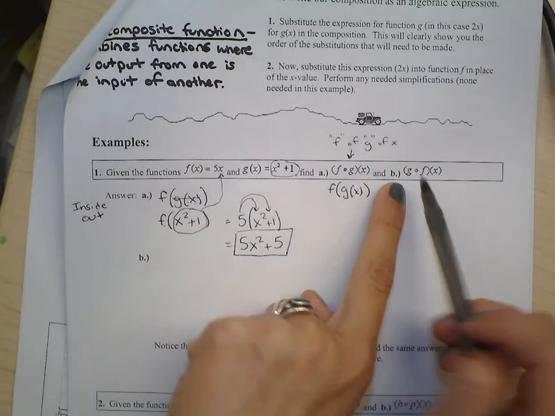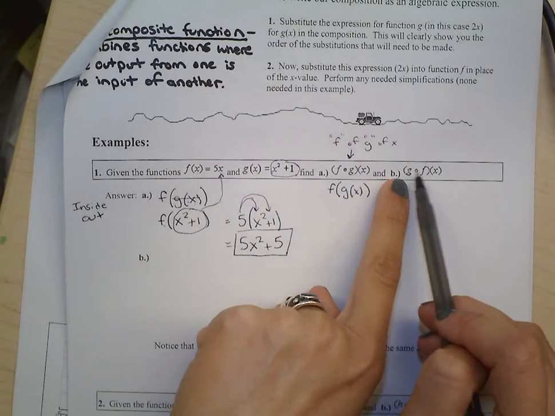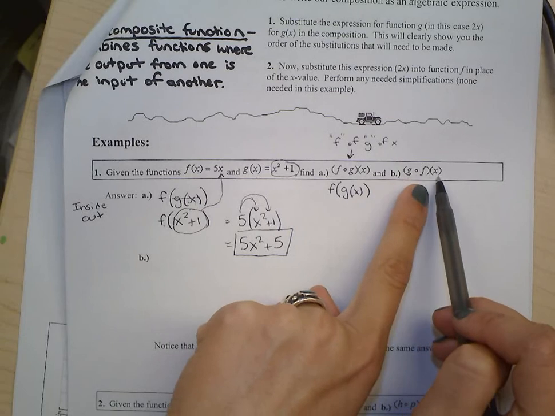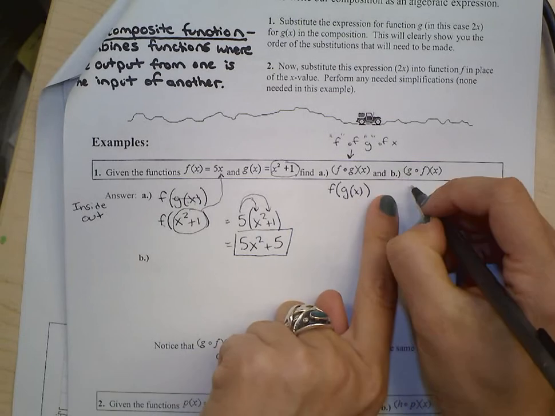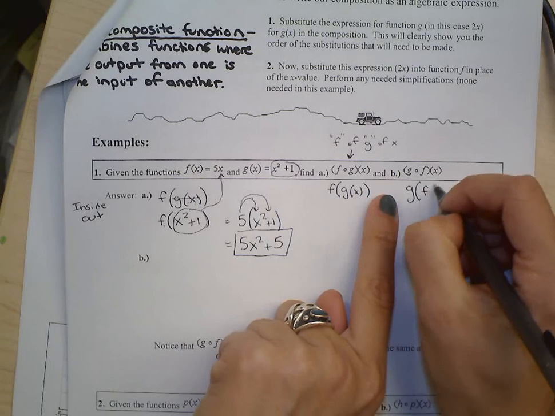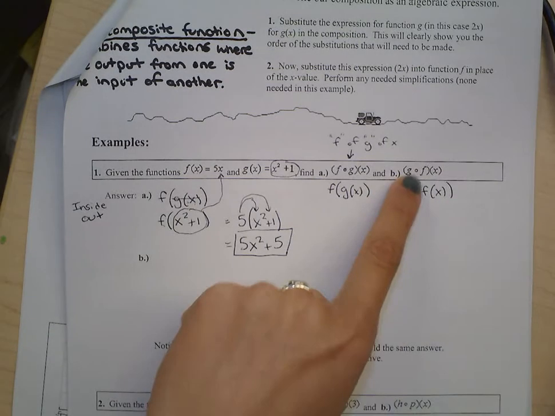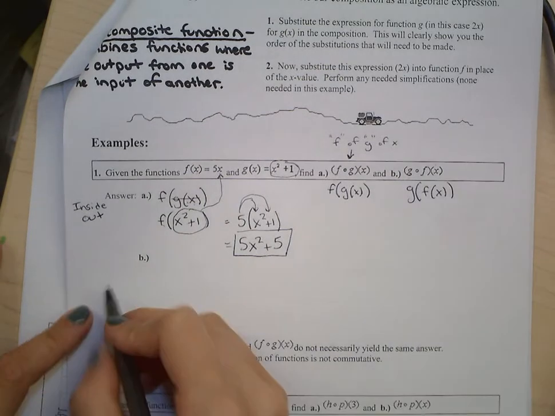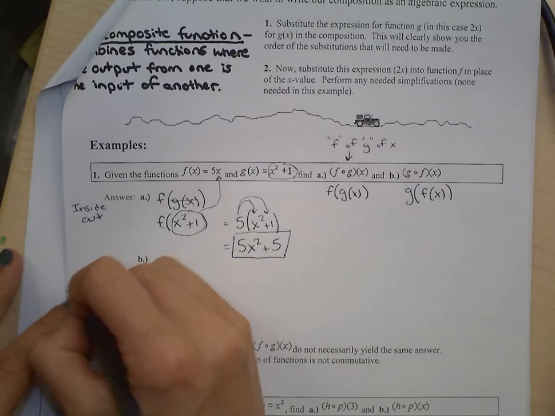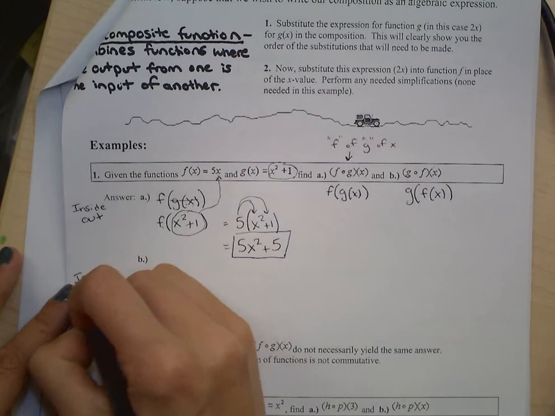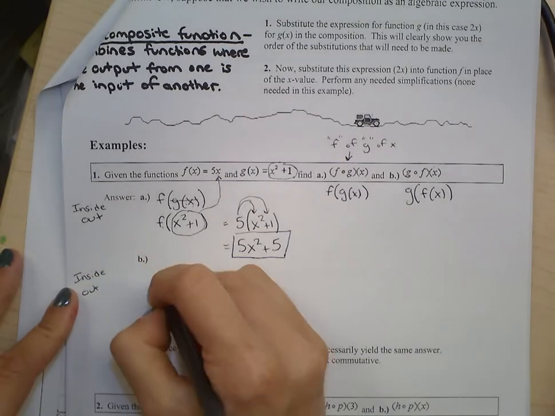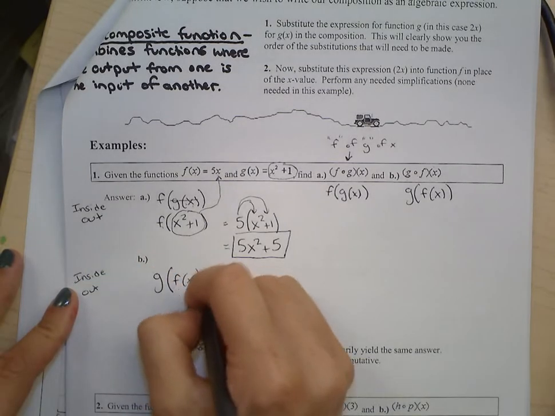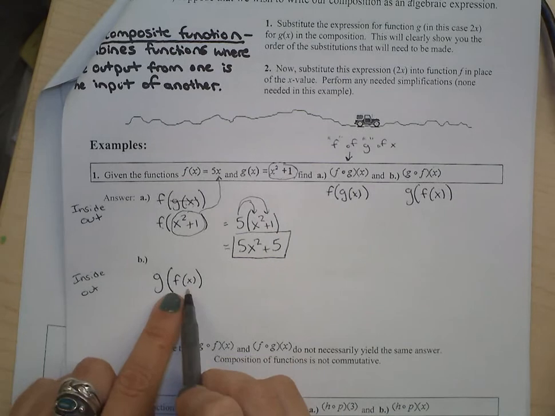Part B is the opposite. So g of f of x. I like to write that as g of f of x. But if you like this notation better, then that works also. So again, I'm going to go from the inside out. So if I have g of f of x, the first thing I'm going to do is the inside.